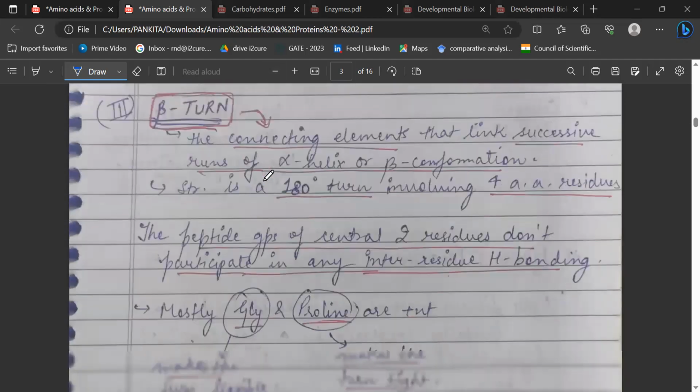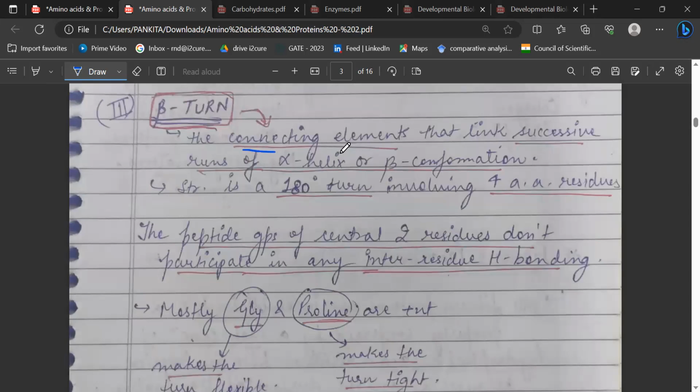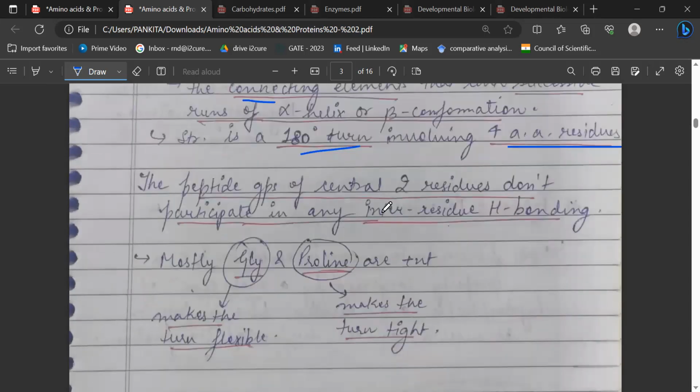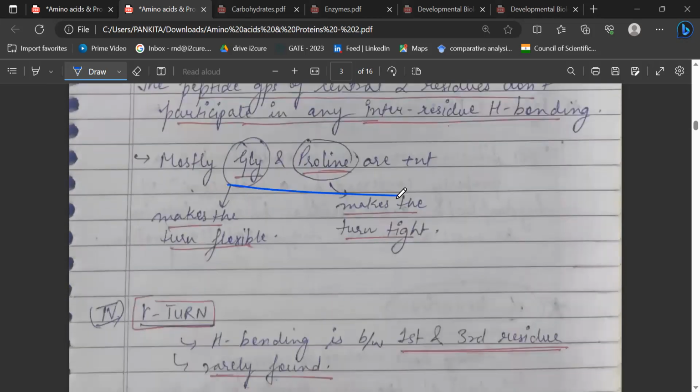Next structure is the beta turn. Beta turn is just the connecting element that links different secondary structures of proteins, such as alpha helix or beta conformation. The beta turn is a 180-degree turn, and it involves four amino acid residues. The two amino acid residues in this beta turn do not participate in any kind of inter-residue hydrogen bonding, and mostly in beta turns, glycine and proline are present. Glycine makes the turn flexible while proline makes it tight, so it keeps things in place.